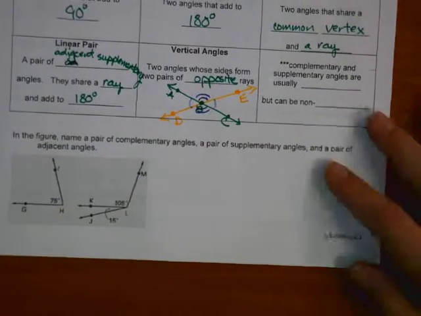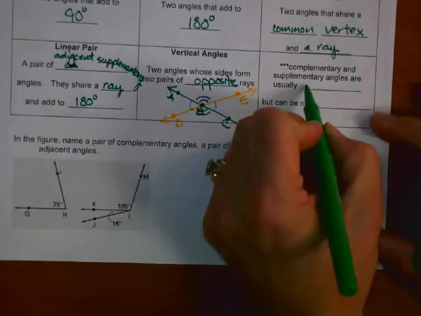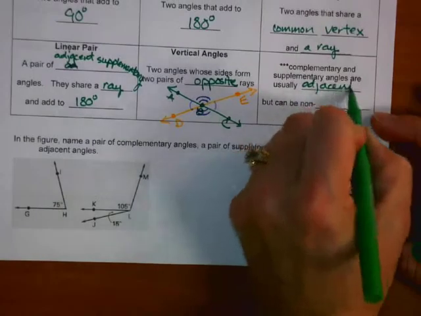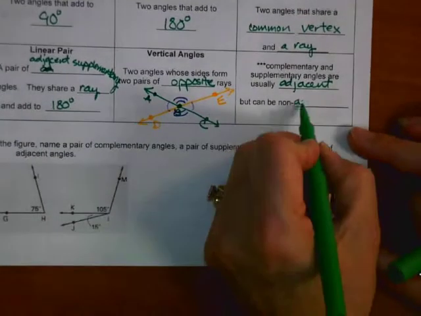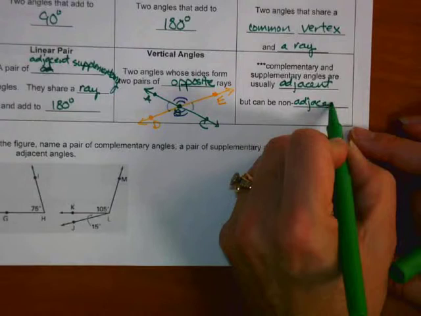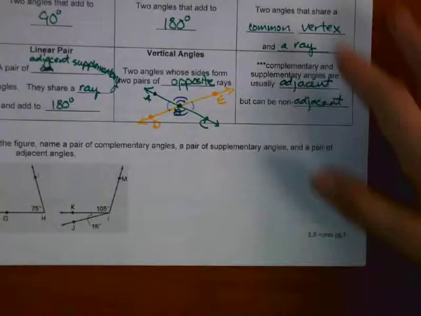All right, complementary and supplementary angles are usually adjacent. Usually. But they can be non-adjacent. They don't have to be next to each other to be considered complementary or supplementary. If they're complementary, they only have to do what? Add up to 90. They might not be adjacent necessarily, okay?